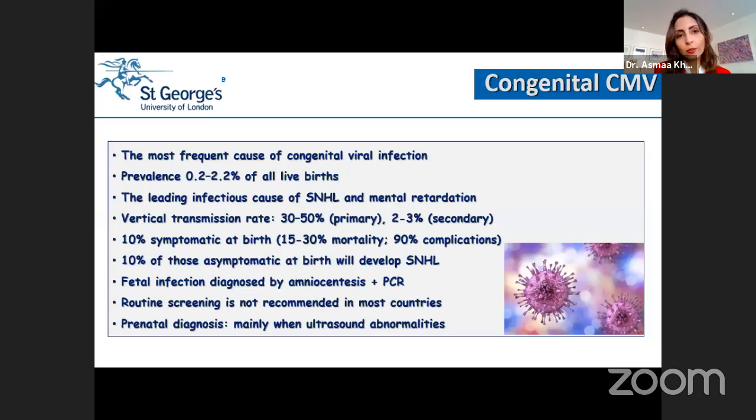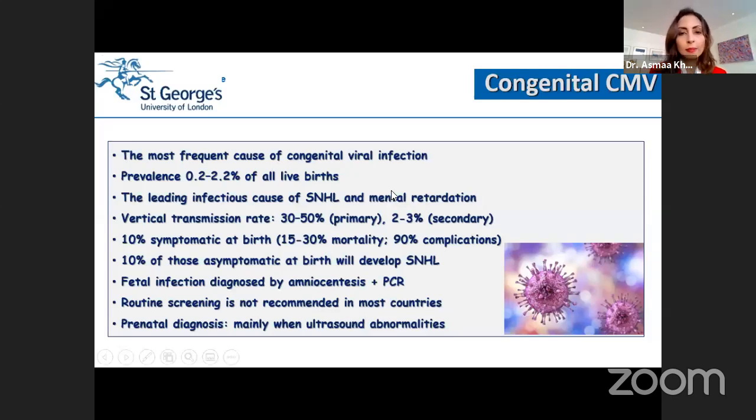So I'm going to go on and go through the individual infections. We start with congenital CMV. It is the most frequent congenital viral infection. The prevalence will vary, but let's say it's about 1 to 2% of all live births. Why is it important? It's the leading infectious cause of sensorineural hearing loss and mental retardation. The vertical transmission rate varies depending on whether it's primary or secondary infection. If it's primary, it's in the region of about 30 up to 50%.